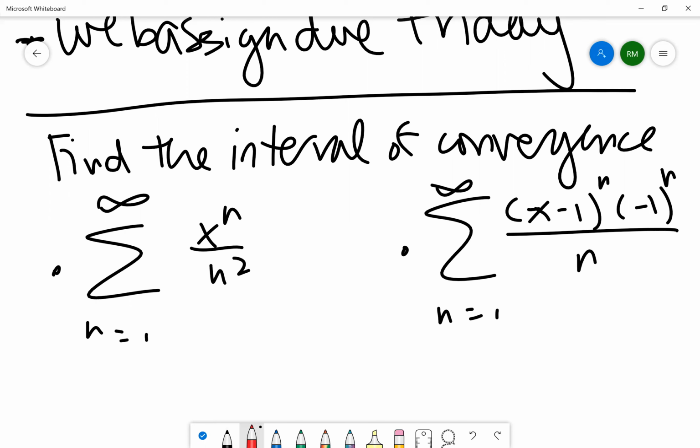All right, so you have to show the work, but you should find that the interval of convergence here is from -1 to 1. And the interval of convergence on the right should be from 0 to 2.